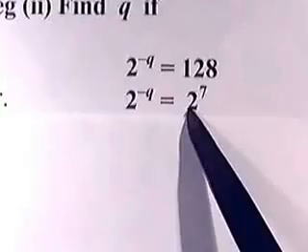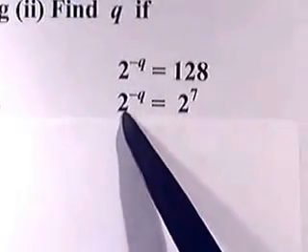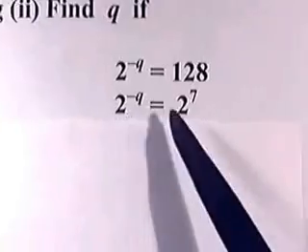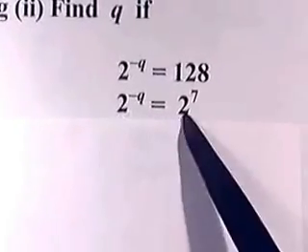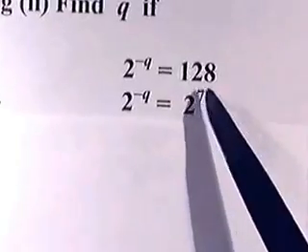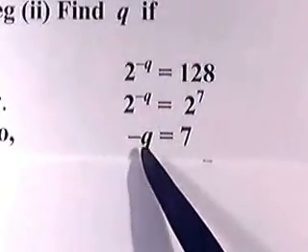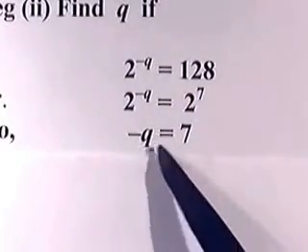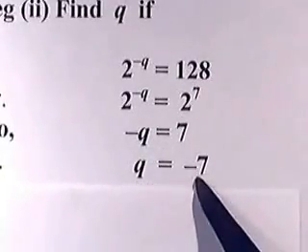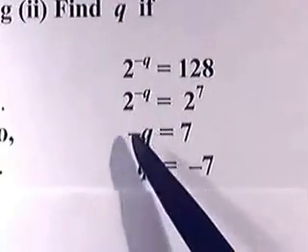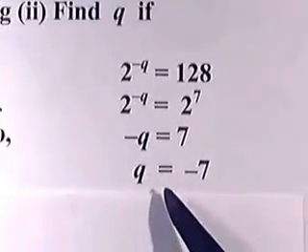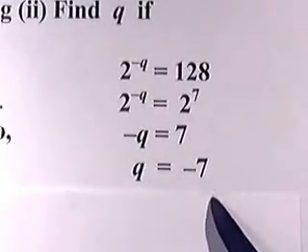You have now got the base numbers the same: 2 on that side, 2 on that side. Only when these 2 base numbers are the same can you say that this power must equal that power. So therefore, minus Q must equal 7, or Q is the same thing as minus 7. I've just multiplied both sides by minus 1 to give me plus Q there. And so Q is minus 7.